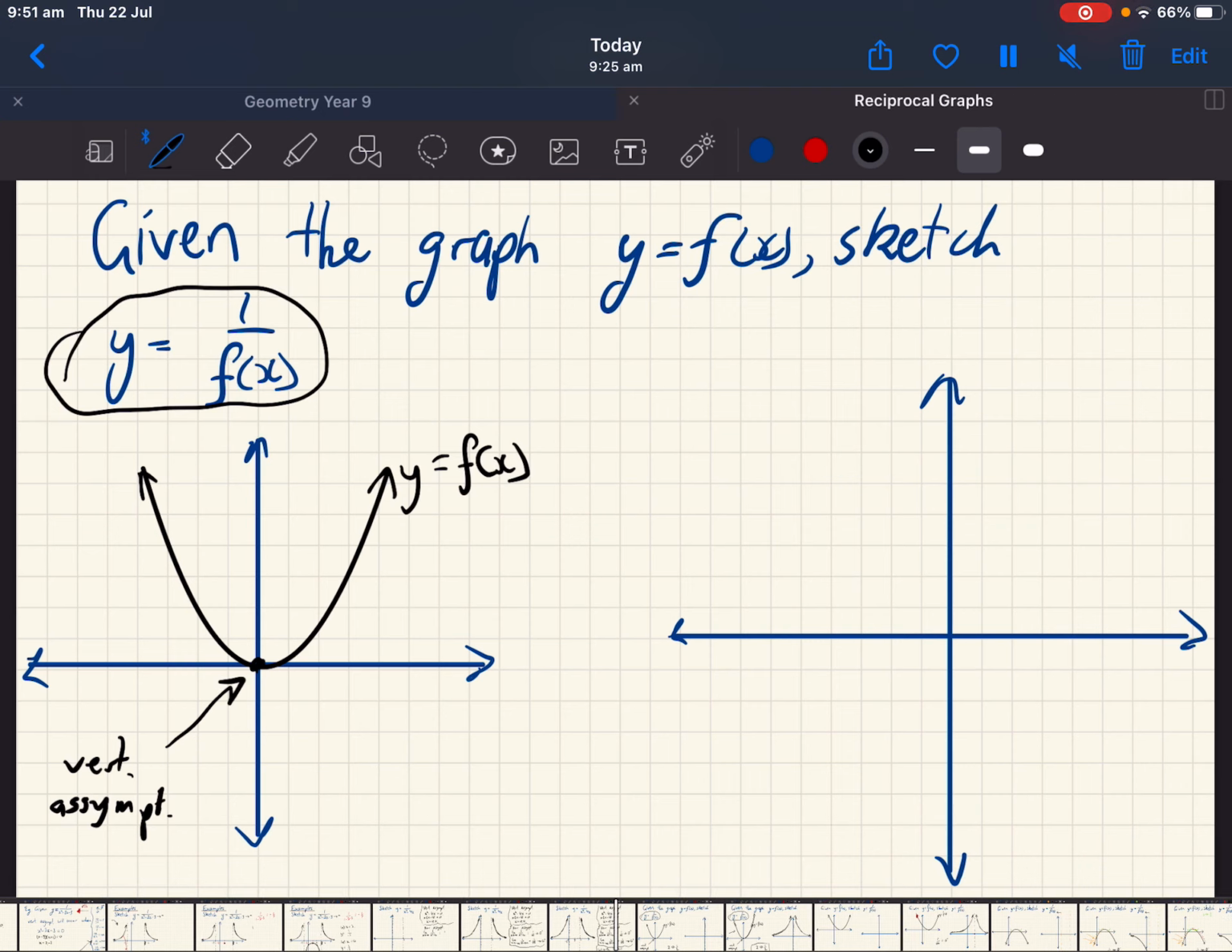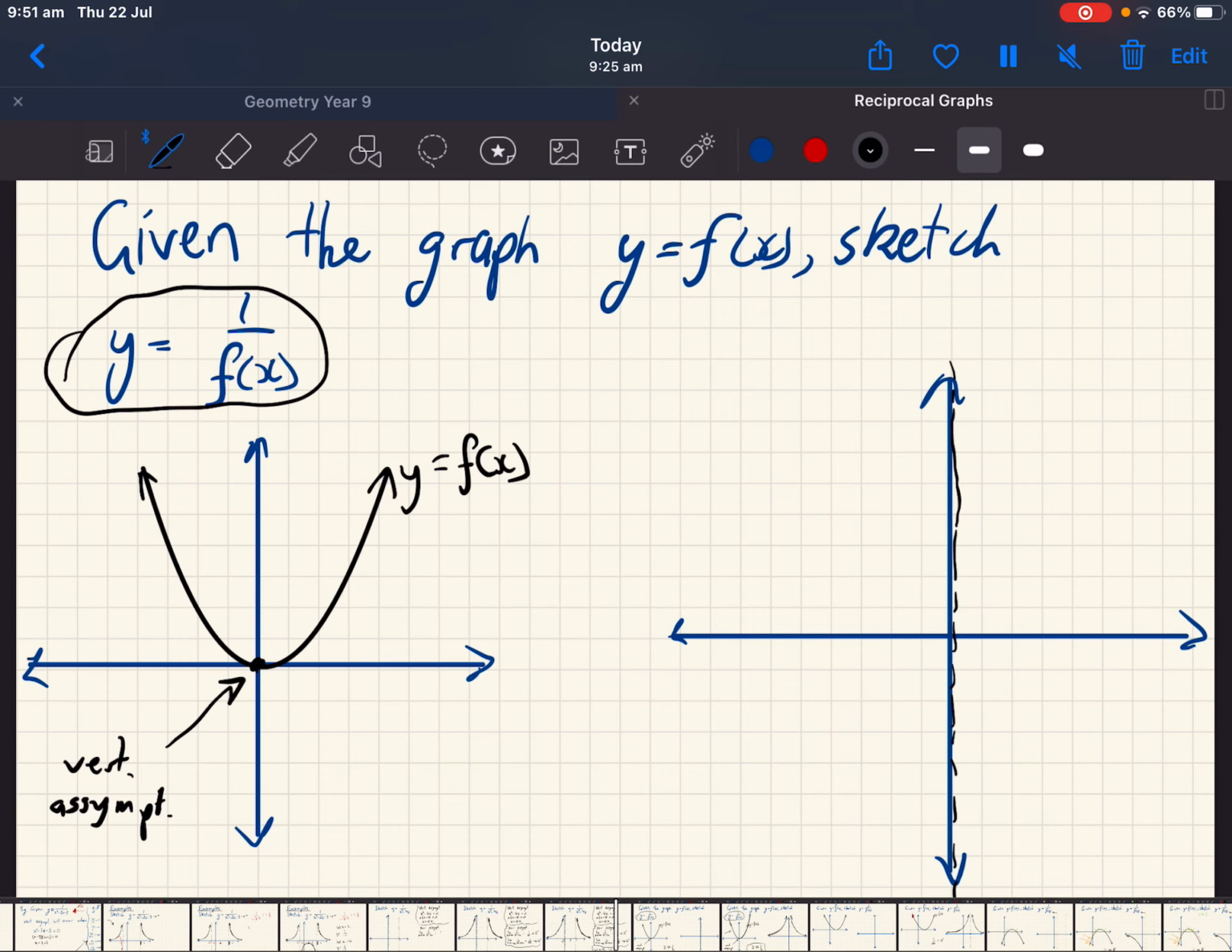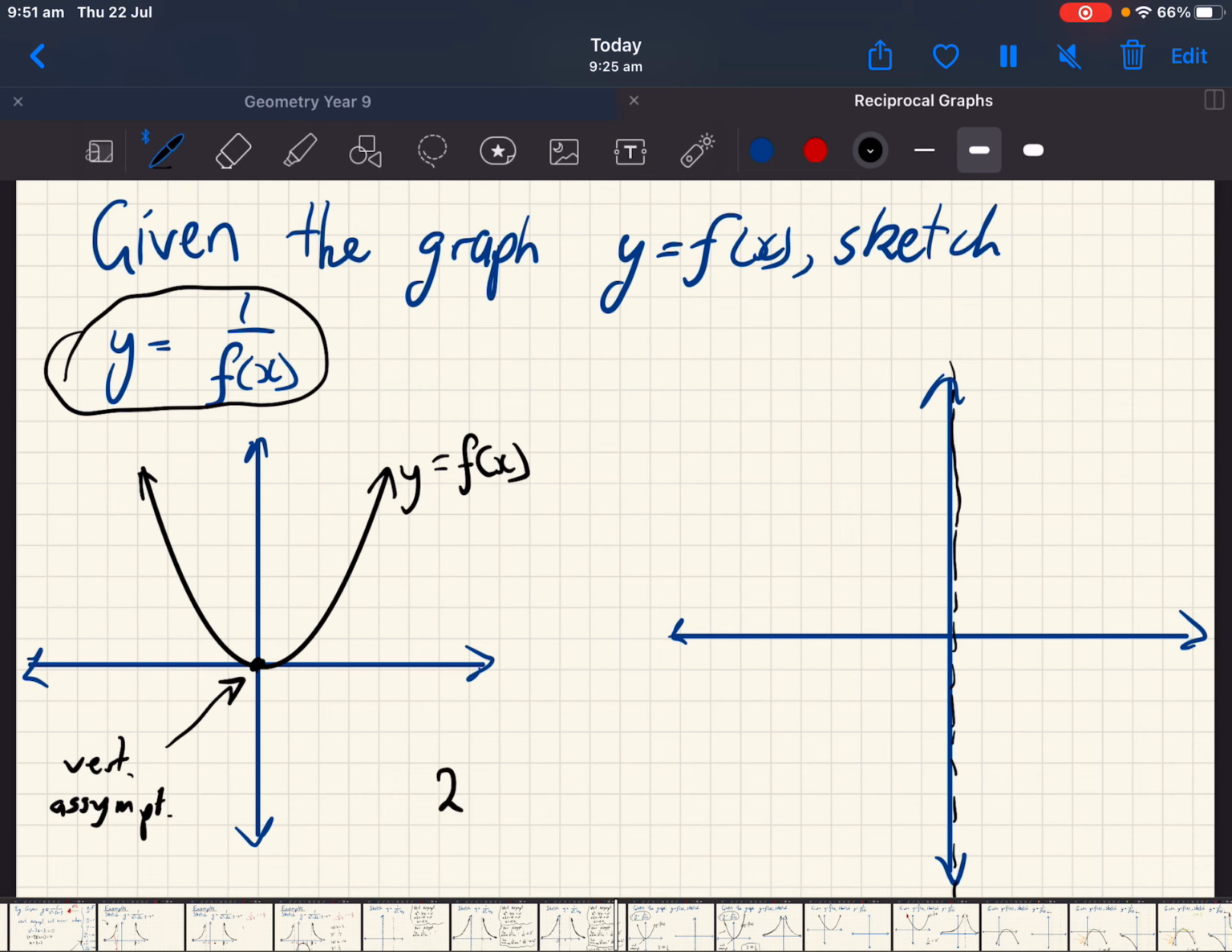We have a vertical asymptote at, ultimately, the y-axis. So we've got this vertical asymptote here. Which side do I look at? I'm not sure whether I did the left-hand side or the right-hand side. Okay, the next point I'm illustrating is this.